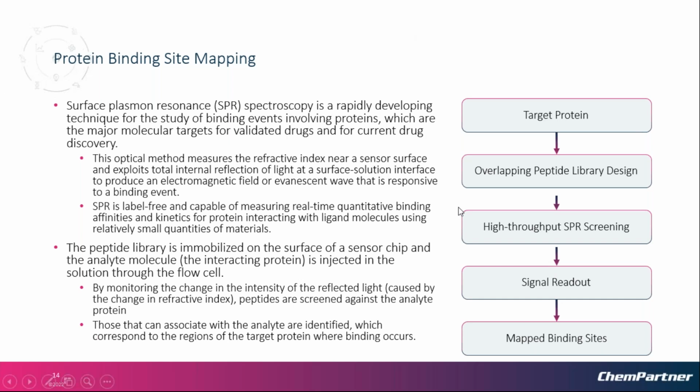The peptide library is immobilized on the surface of a sensor chip, and the analyte molecule is injected in solution through the flow cell, for which we are using SPR. SPR is a rapidly developing technique for the study of binding events involving proteins, which are the major molecular targets for validated drugs.